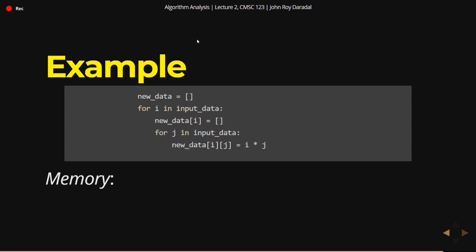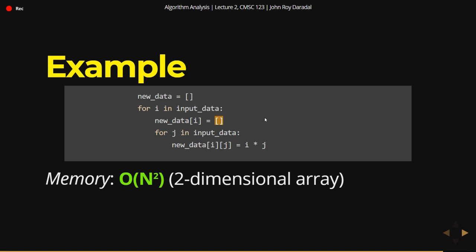How about this one? So new data is equal to an array, but for i in input data, we also initialize new data i to a new array, and then new data i j is equal to the product of i and j. So this will actually take O of n squared, because this time we have a two-dimensional array. Okay, so it's not only a one-dimensional array. Inside each array item, you also have another array. So it's n squared.